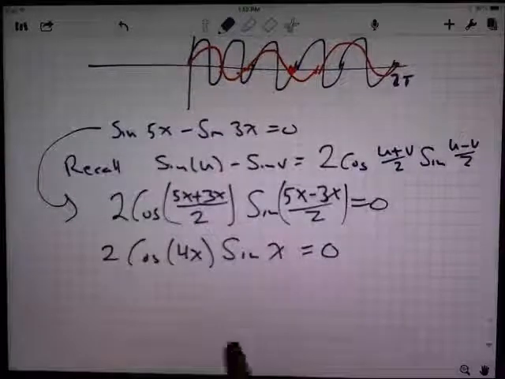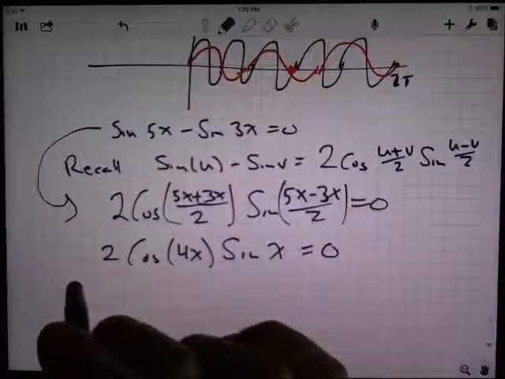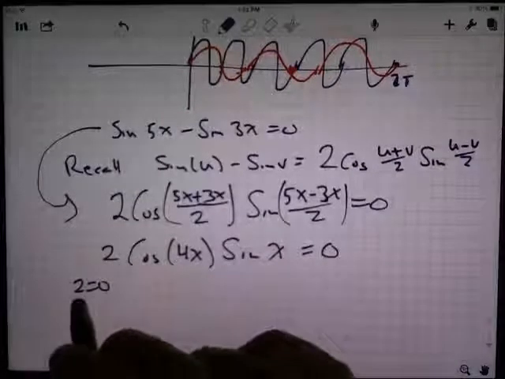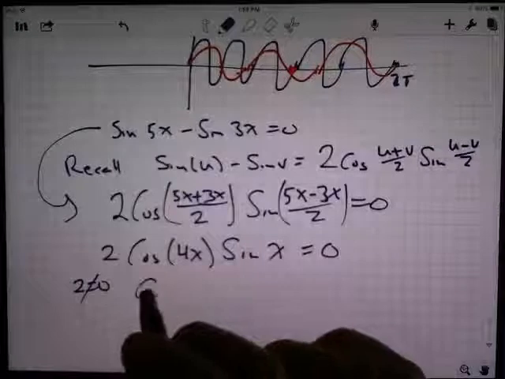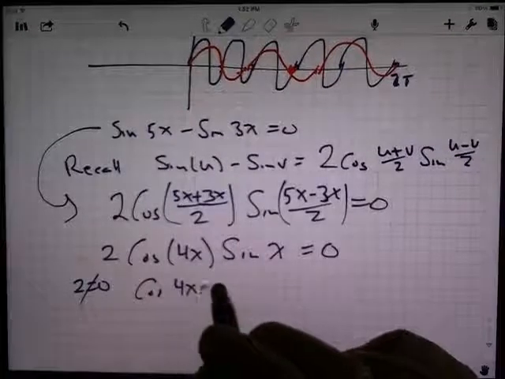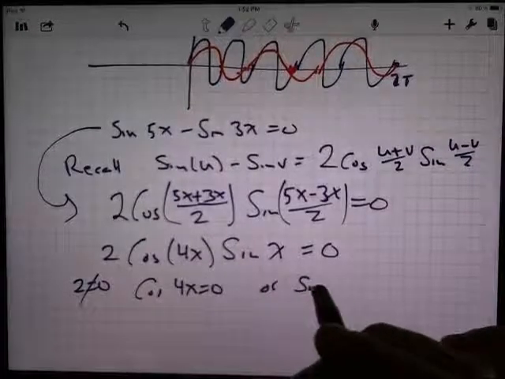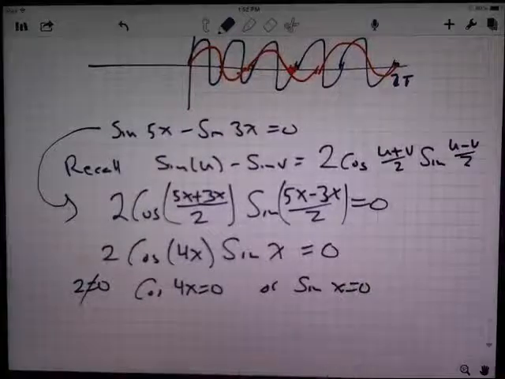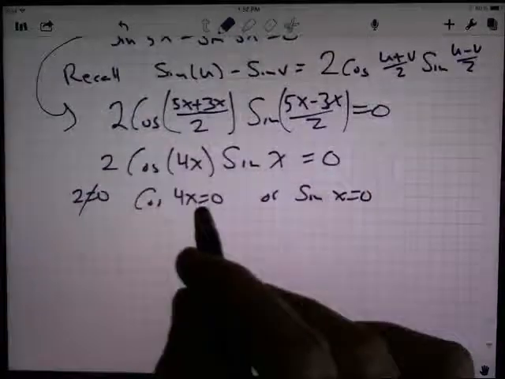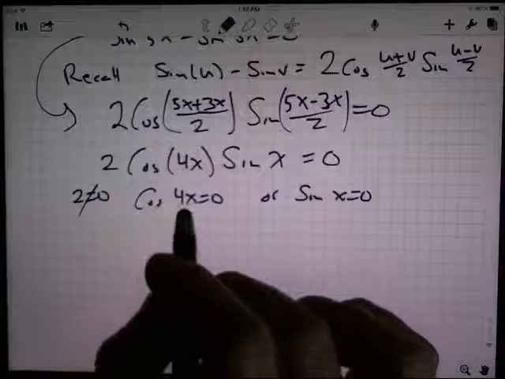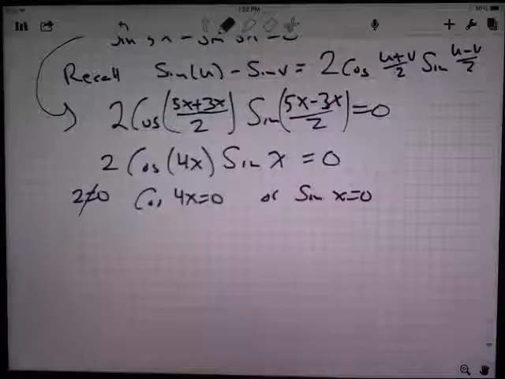This is factored, and I like that. So what I have is either 2 is equal to 0, which of course it's not, so the cosine of 4x might equal 0, or the sine of x might equal 0. Well, these are ones that I can solve. Cosine of 4x equaling 0. When is the cosine equal to 0?